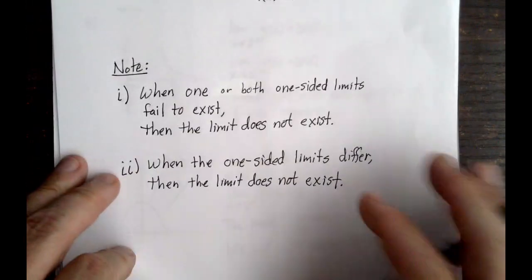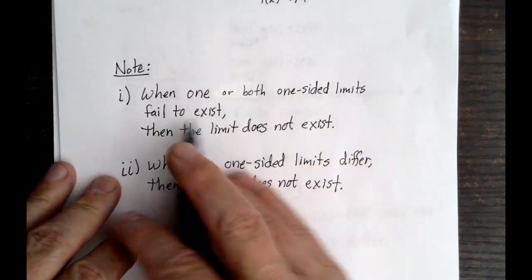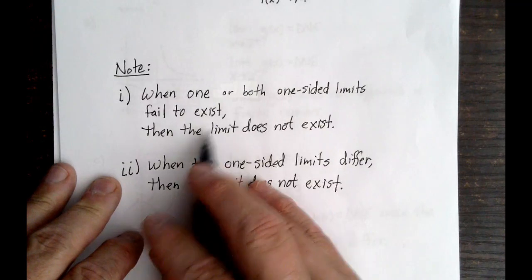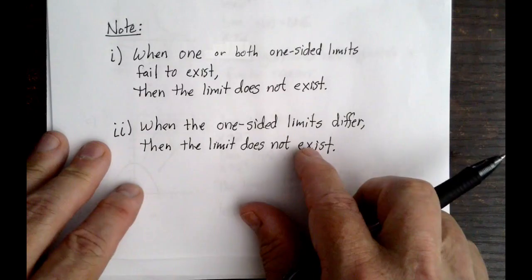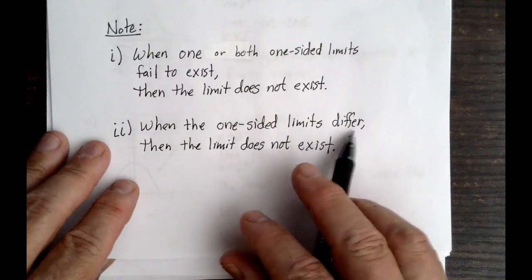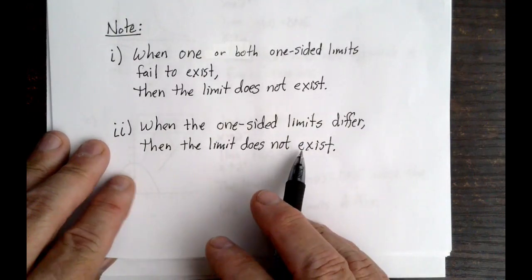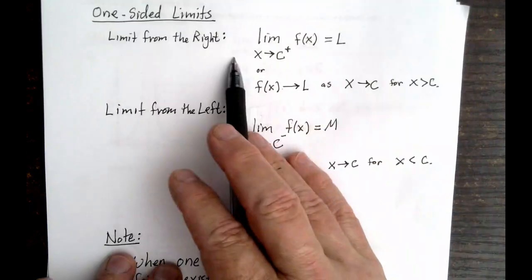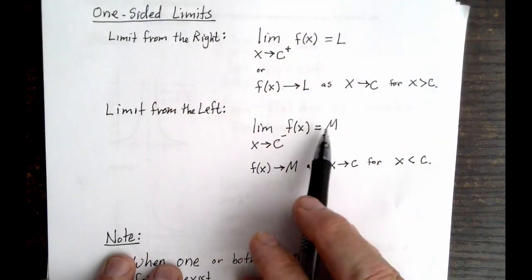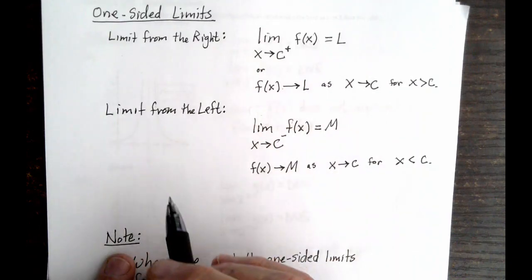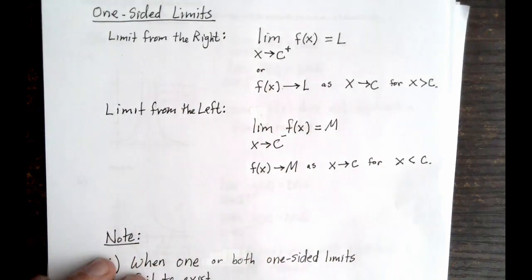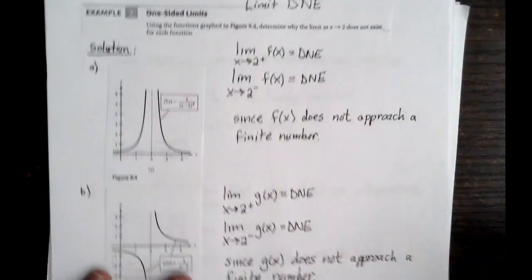All right. So when one or both one-sided limits fail to exist, then the limit does not exist. When the one-sided limits differ, then the limit does not exist. In other words, for a limit to exist, you have to find the limit from the left and the limit from the right, and they will equal some number, in this case L and M, and they have to equal the same number. And in that case, then you can say that limit does exist.